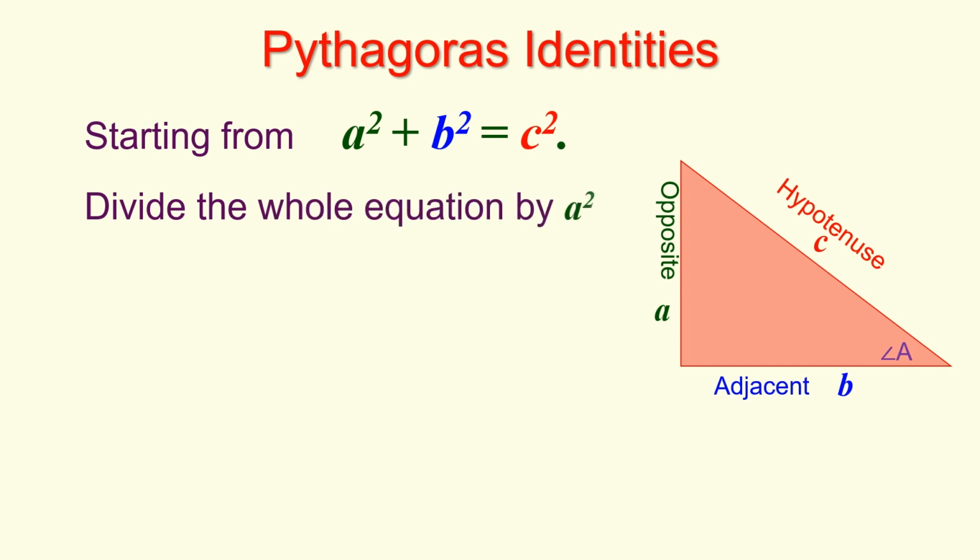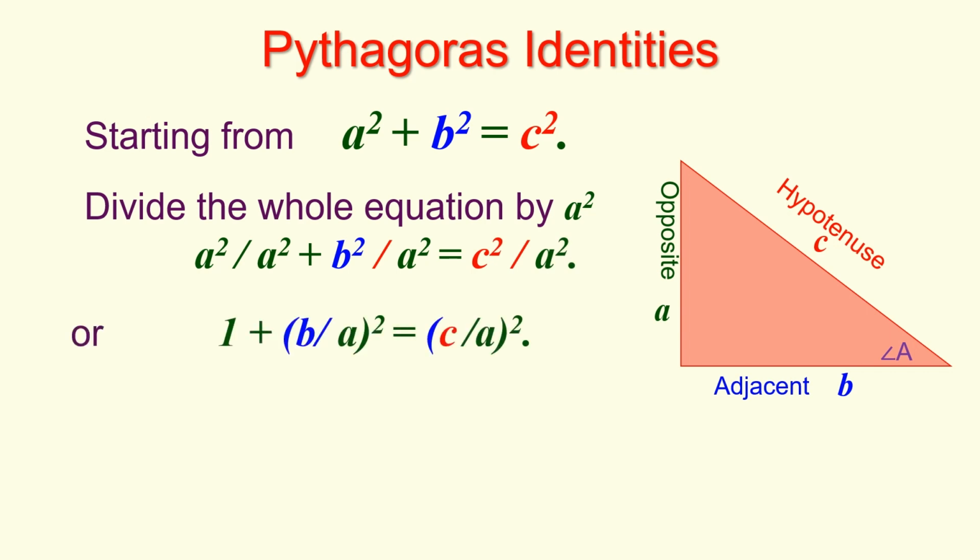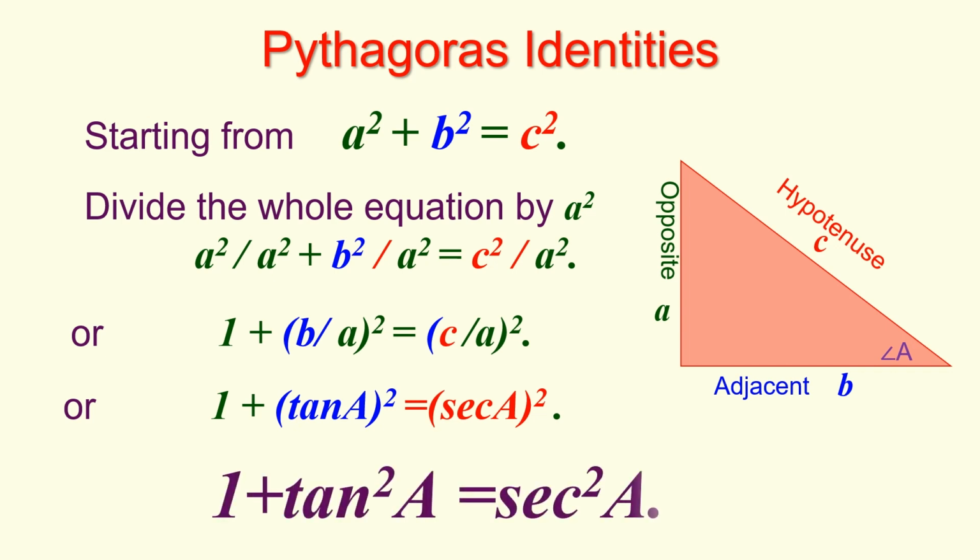Starting from A square plus B square equals C square, divide the whole equation by A square. Or 1 plus B by A whole square equals C by A whole square. As B by A is tan A and C by A is sec A, so 1 plus tan square A equals sec square A.